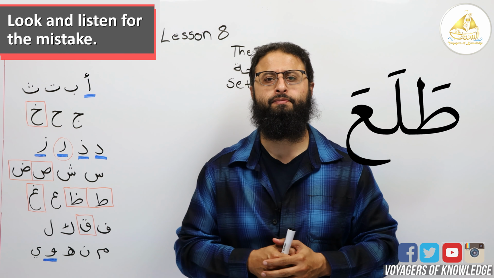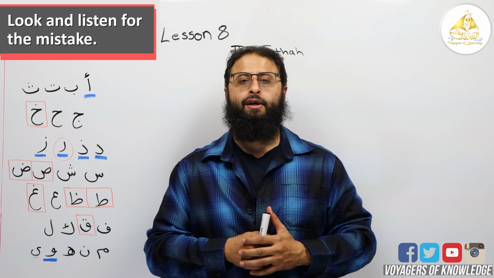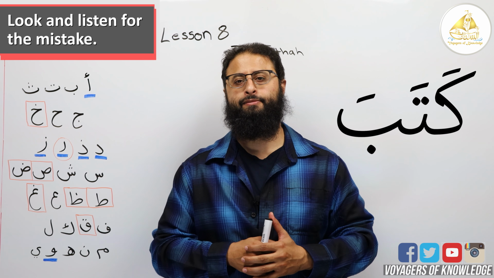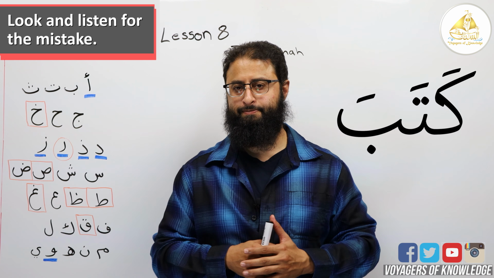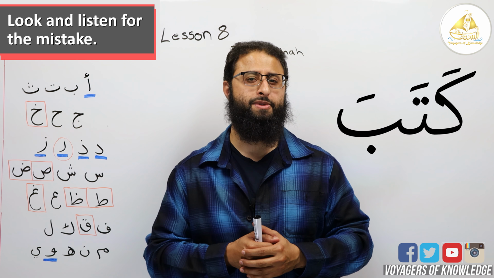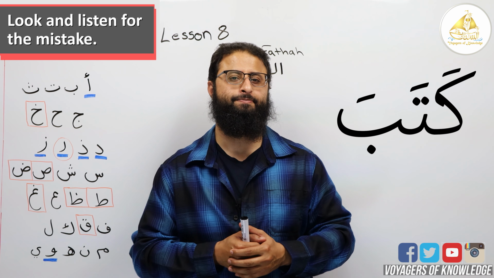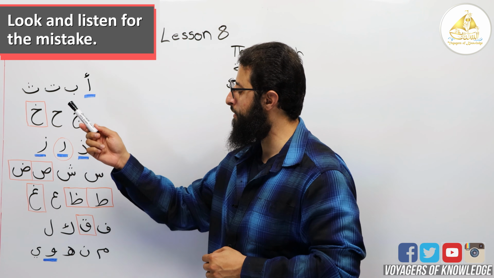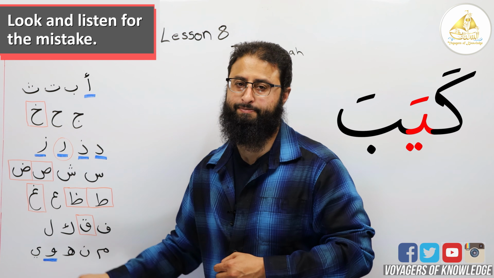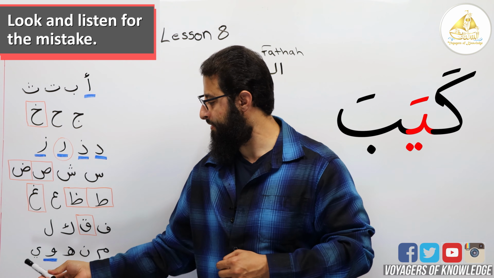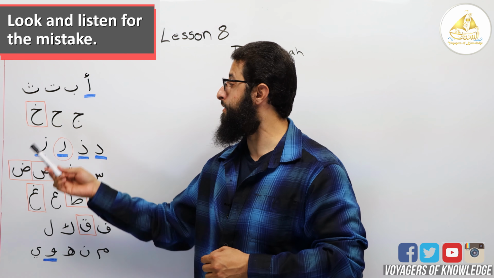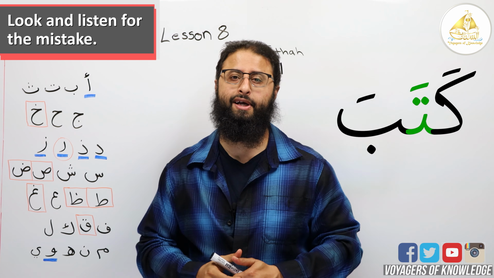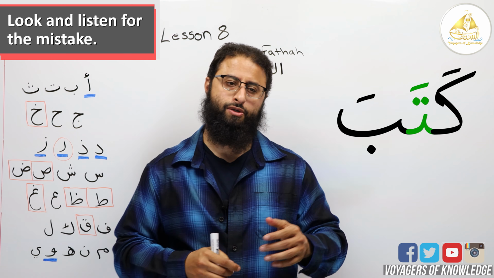The next word, كيب. Did you find the mistake? The mistake was me pronouncing the second letter in that word as a ya. I put the two dots on the bottom thinking that it was the ya, when the two dots on the top should be for the ta. كتب.